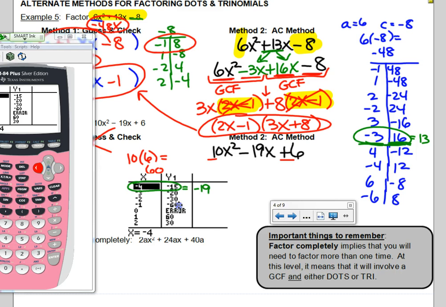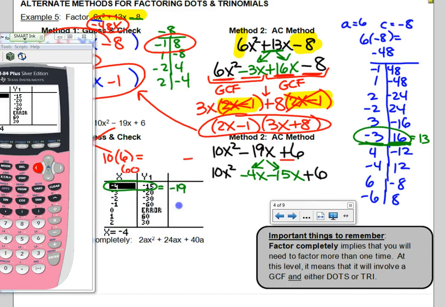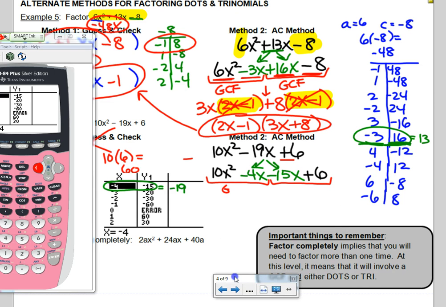So now what we're going to do is split those two up into negative 4x and negative 15x. You're going to keep the first and last terms. Okay, and now I'm going to create two groups, and I need to take the GCF out of each group. So the GCF out of that group would be a 2 and an x. And if I divide a 2 and an x out, I get a 5x and a negative 2.